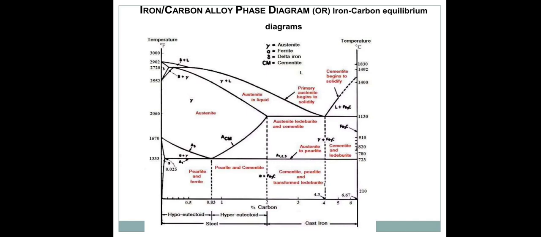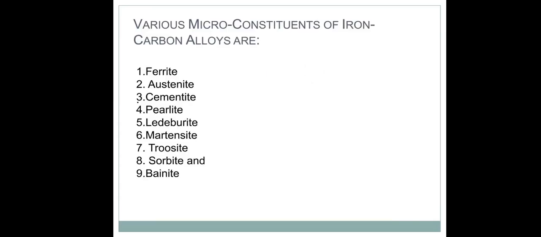There are different microscopic constituents of iron carbon alloys. The study of these microconstituents is essential in order to understand the iron carbon equilibrium diagram, and they are ferrite, austenite, cementite, pearlite, ledeburite, martensite, troostite, sorbite and bainite.